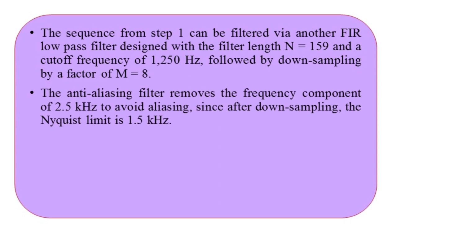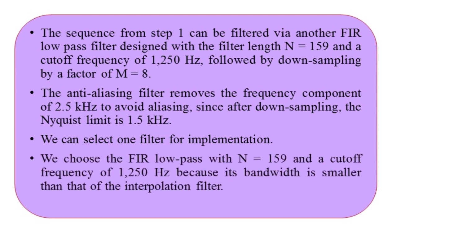So here we can select one filter for the implementation purpose. For that we select the FIR low pass filter with the length denoted by capital N having the value 159 and the cutoff frequency value 1250 Hz, because its bandwidth is smaller than that of the interpolation filter.